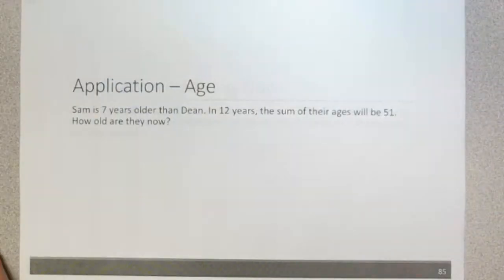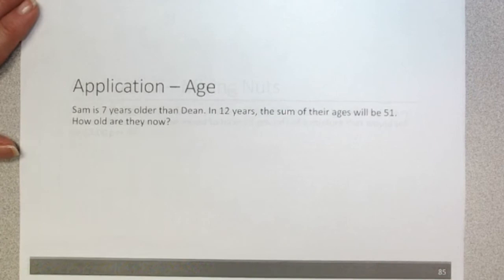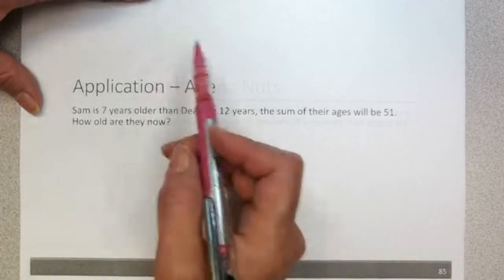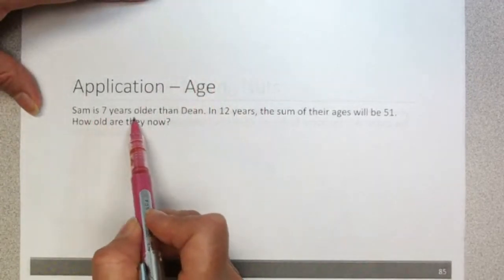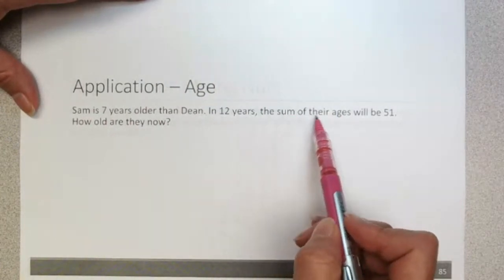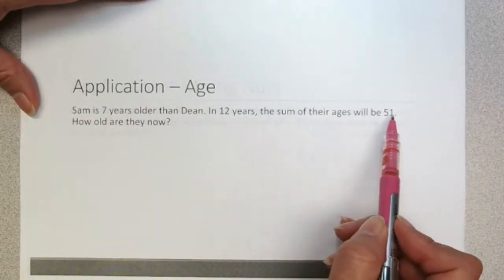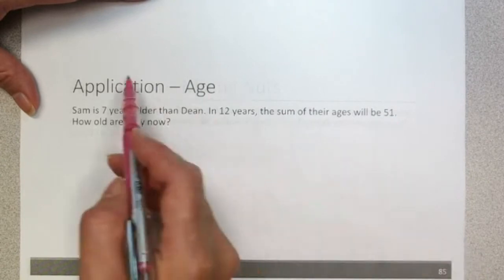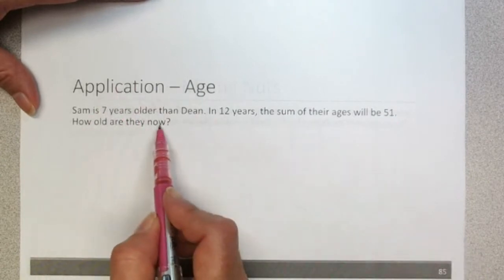All right, let's look at another application that doesn't necessarily lend itself to the framework for mixture problems. Okay, and this looks very similar to one that we've done in a previous lecture, doesn't it? Sam is 7 years older than Dean. In 12 years, the sum of their ages will be 51. We need to find out how old they are now.